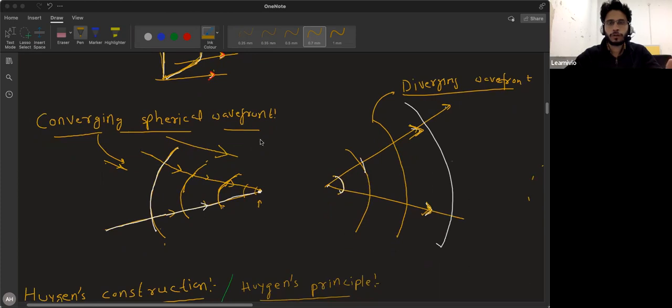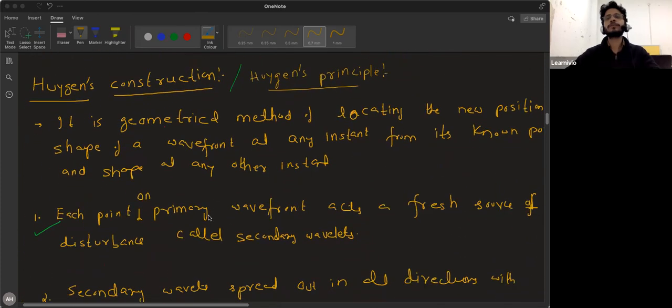Have you written up to here? It's converging and diverging wavefronts. Yes, sir. Okay.